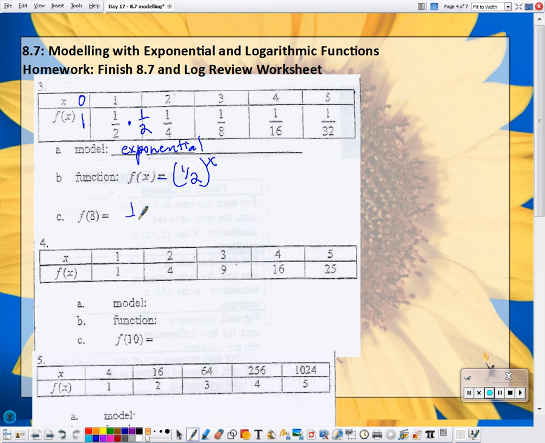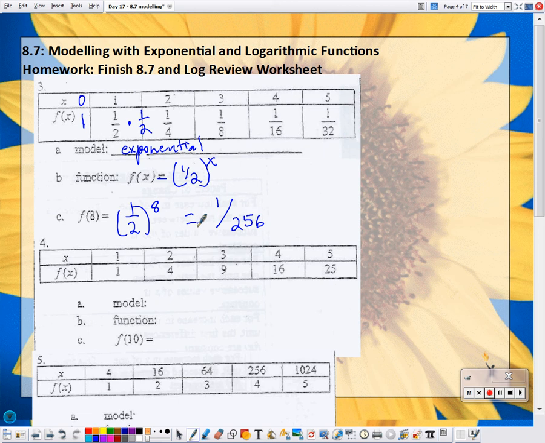And then I'm going to plug in 8 for x. Well, 1 to the 8th is just 1, and 2 to the 8th is 256. So my answer for f of 8 is 1 over 256.